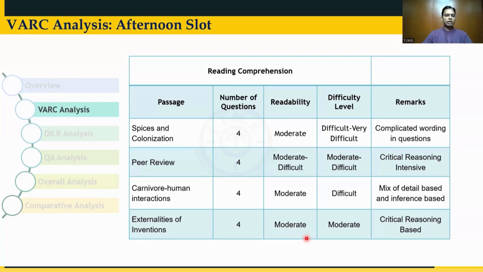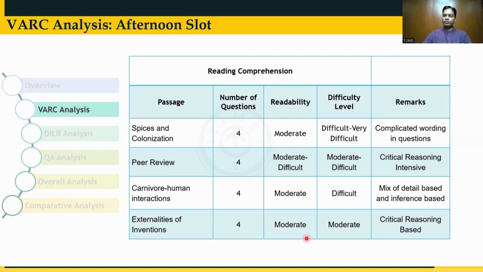And that was seen overall in the slot, that the moderate difficulty of reading did not translate into overall moderate difficulty. Instead, the questions or the wording of the questions or the closeness of the choices, they made the passages a little more difficult. So let's look at the second passage.